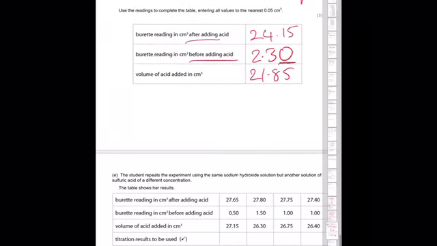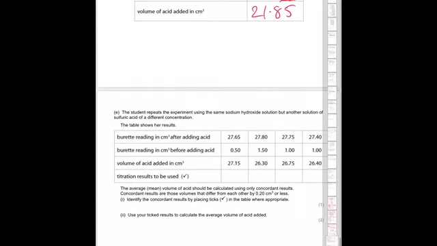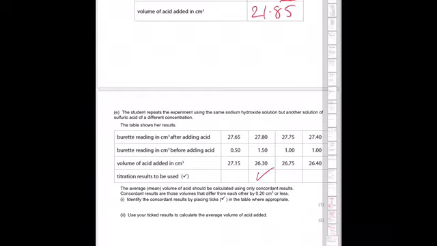So it's 21.85. 1 mark for each. And if you're not doing it to decimal places, you can only penalise that once. So concordant results need to be the closest together. Plus or minus 0.1 is what we define as. So there's only those two there, so only those two you can use in your average. So 1 mark for the 2 ticks there.